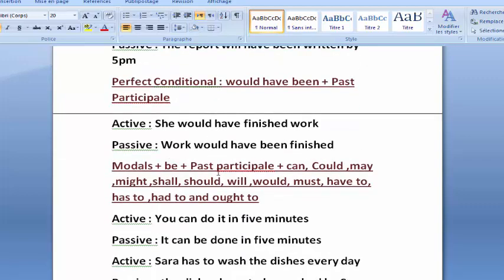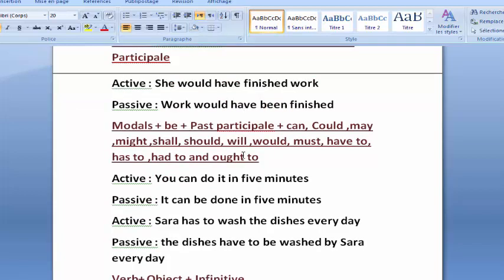We have the perfect conditional. So would have been plus past participle. An example. She would have finished work. In the passive, work would have been finished. Don't forget finished, the past participle of finish. Here would have been.